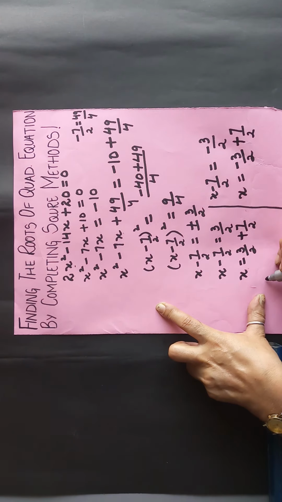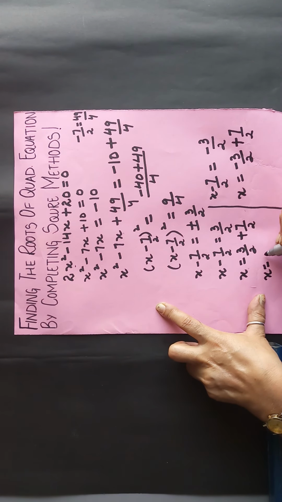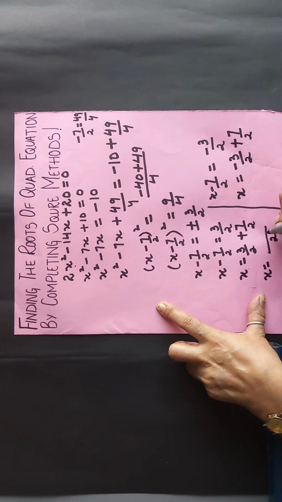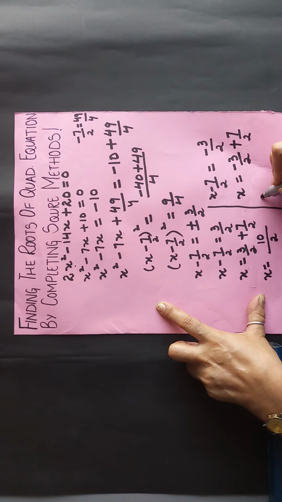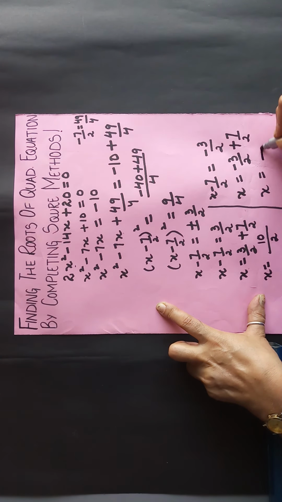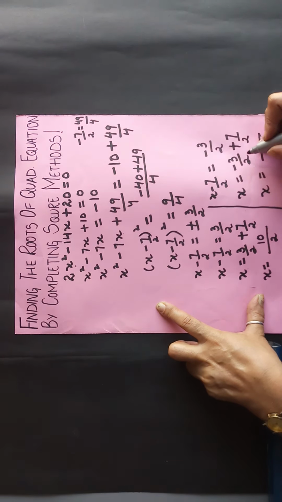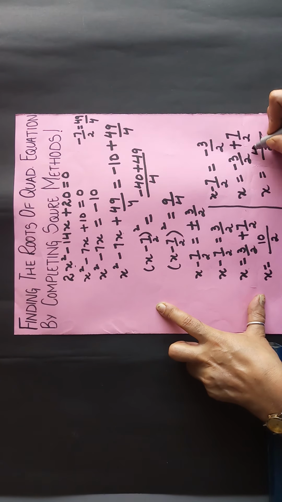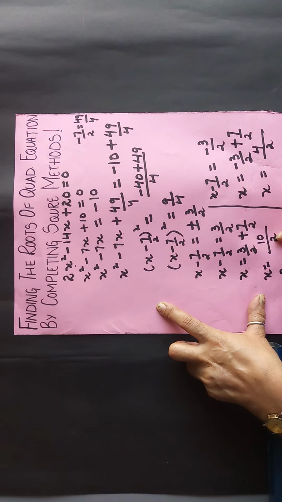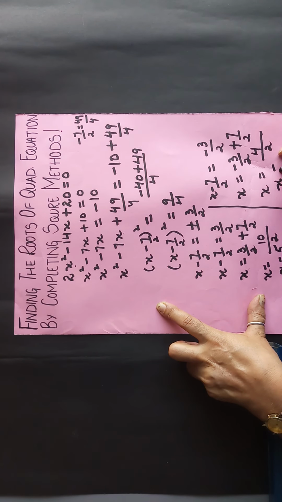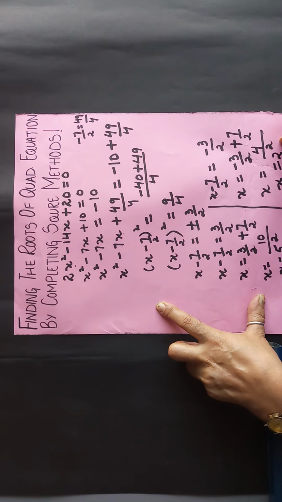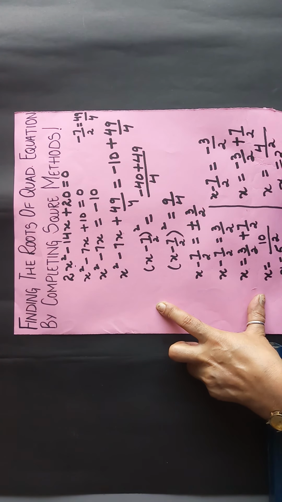So here if I take 2 as LCM, I am going to get 10 by 2. Here again if I take 2 as LCM, I am going to get 4 by 2. So what is my x here? 5. What is my x here? 2. So by completing square method, I have found the two values of x. Let me do one more example.